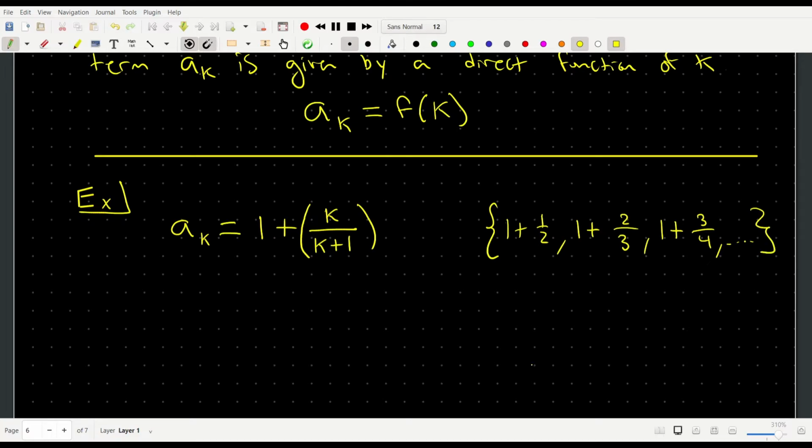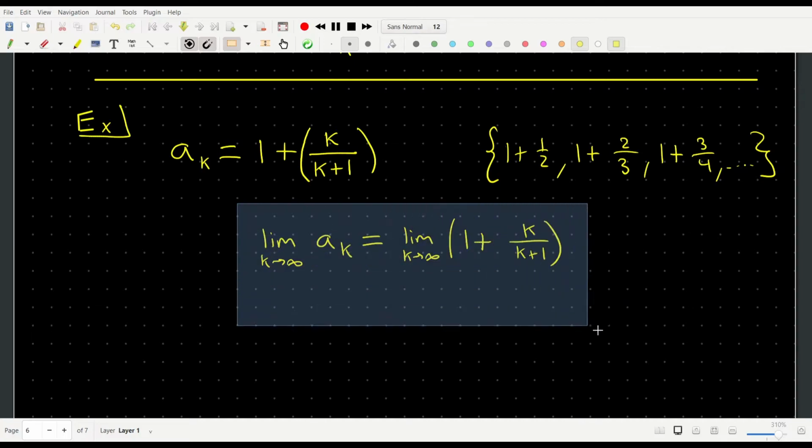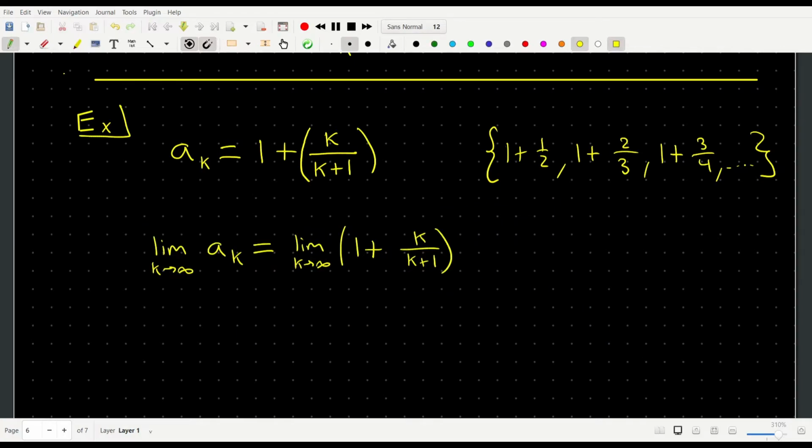The limit of such a sequence can actually be directly evaluated in a slightly easier manner than the limit for recursive sequences. The limit of the sequence a_k is the same thing as the limit as k goes to infinity of 1 plus k over k plus 1, which is going to be the same thing as 1 plus the limit as k goes to infinity of k over k plus 1.